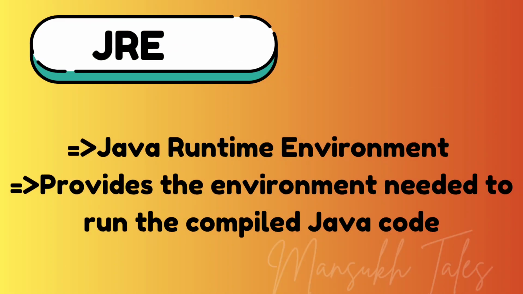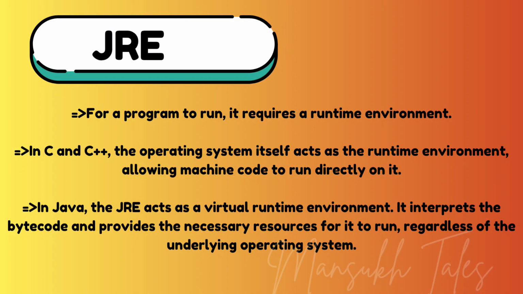For a program to run, it needs an environment. JRE, which stands for Java Runtime Environment, provides that environment for a Java compiled code or bytecode to run. In C and C++, it was the underlying operating system. In case of Java, it is a JRE, which is like a virtual or duplicate operating system, which in turn interprets the bytecode for the underlying operating system.